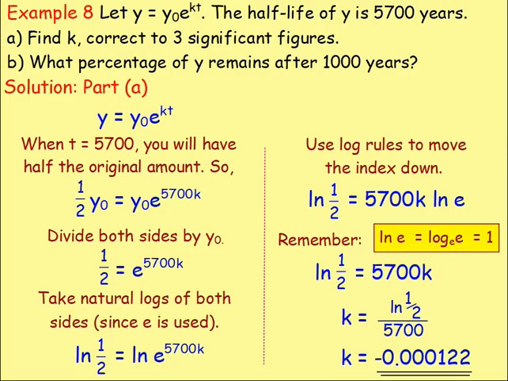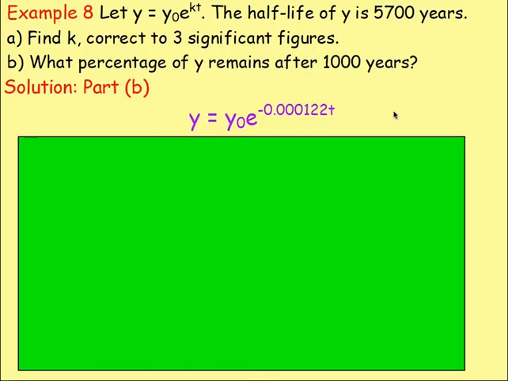Part B, what percentage of y remains after 1,000 years? So we know the formula. This is what we were given in the question. We now know that value of k. K is just going to be some constant. It's to 3 significant figures. If you're asked for it correct to 3 significant figures, use that answer in part B. So we're using this negative 0.000122 in our answer now. We're replacing k with that.